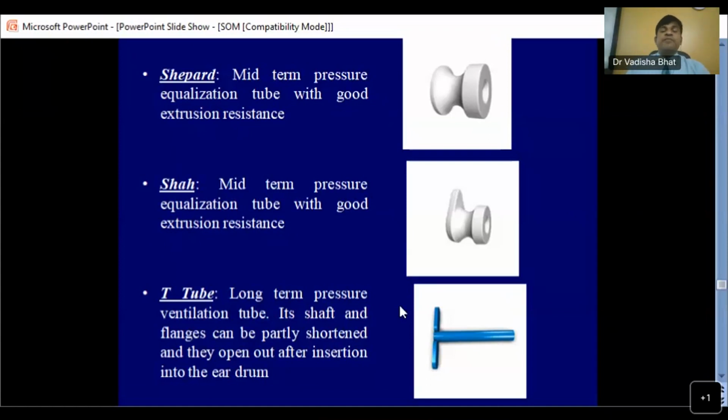Why? Because cleft palate patients will have a prolonged eustachian dysfunction, and in spite of good repair, the chance of recovery is less. The other indication for a long-term tube is patients with nasopharyngeal malignancies who have undergone radiotherapy, leading to cicatrization of the medial end of the eustachian tube or edema of the eustachian tube, causing near permanent dysfunction of the eustachian tube. They are also candidates for long-term T tubes.